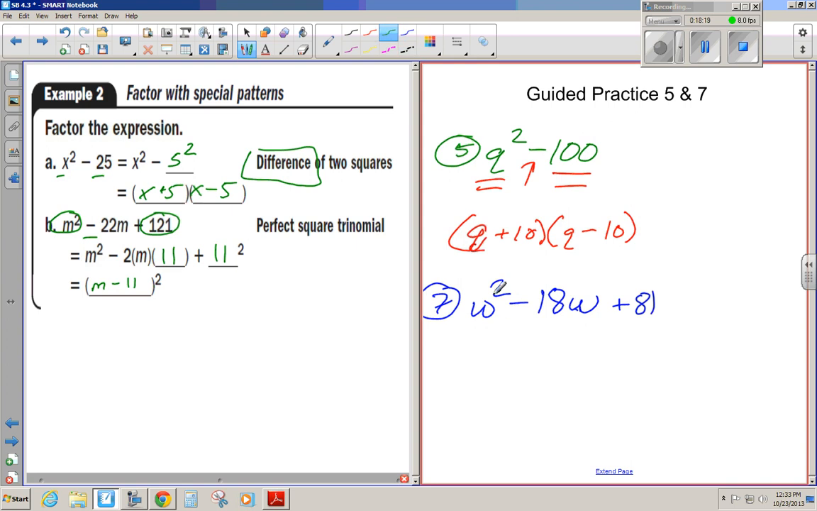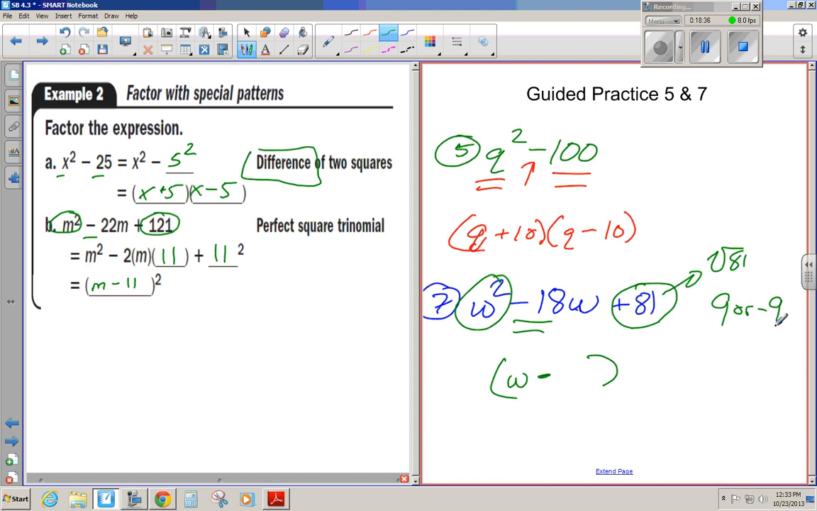If you look at this, this is a perfect square and a perfect square. There's a middle term that's a minus. So that minus tells you that this is a w minus. And 81, the square root of 81 is 9 or negative 9. And which one do you double to get negative 18? You double this. So w minus 9 squared is a square of a binomial.